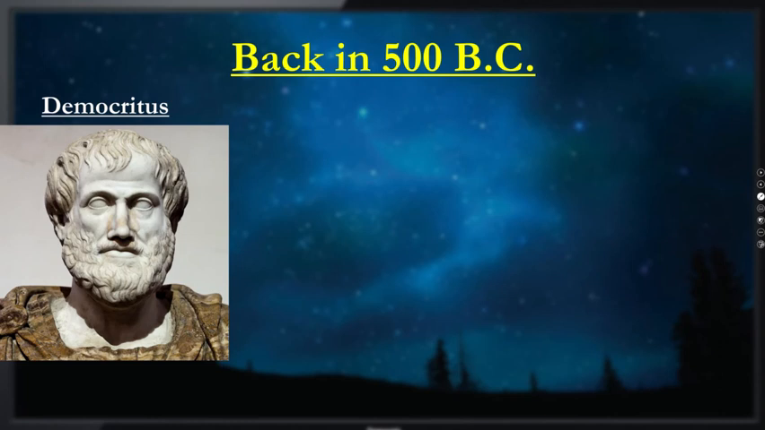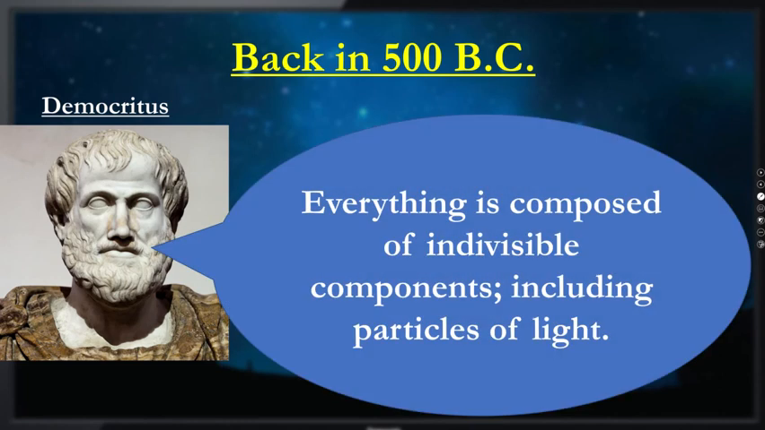If we look at the general overall history, we start with Democritus. This is the guy who also came up with the concept of atoms, particles being indivisible components. He also thought that light would be a particle at the time. That was in 400 BC.